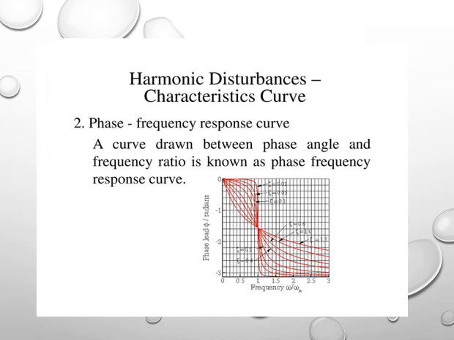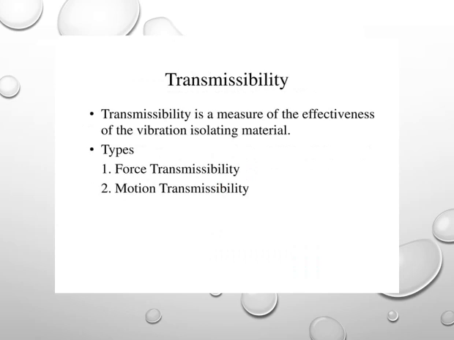Next one is the phase frequency response curve. It is drawn between the phase angle and frequency ratio. This is known from the figure, and we can give the graphical representation. The x-axis is the frequency ratio and the y-axis is the phase angle. It shows the graphs for delta 0.4, 0.3, 0.5, 0.6, 0.7. That's all.